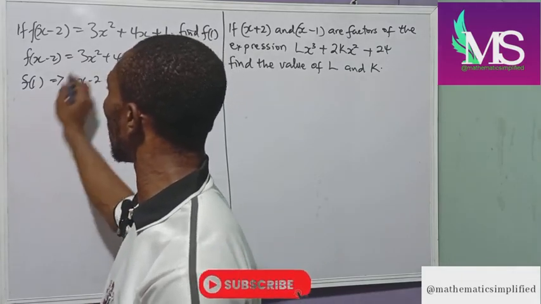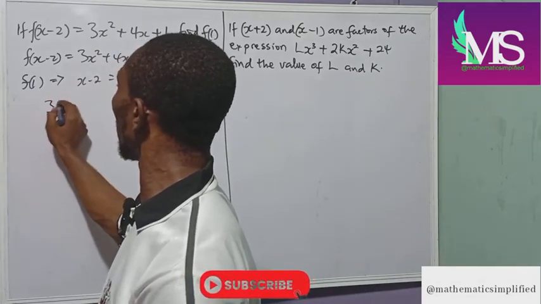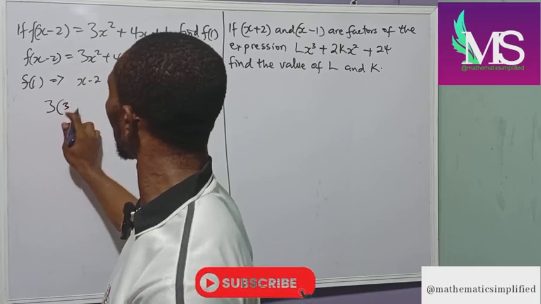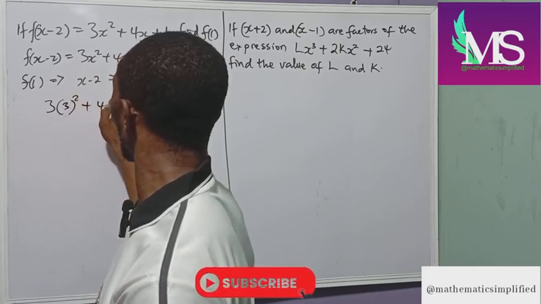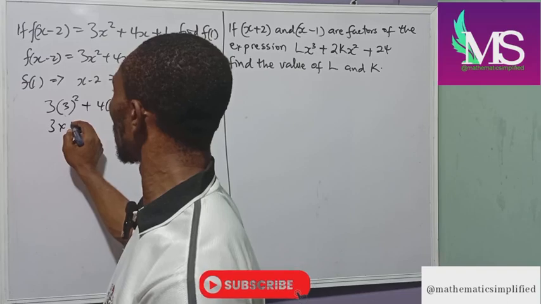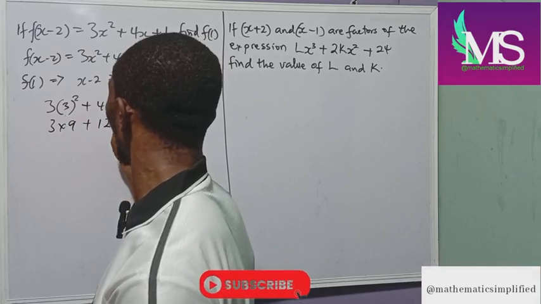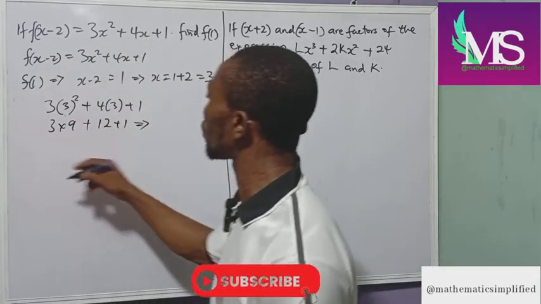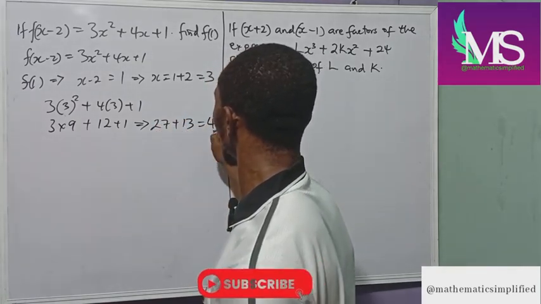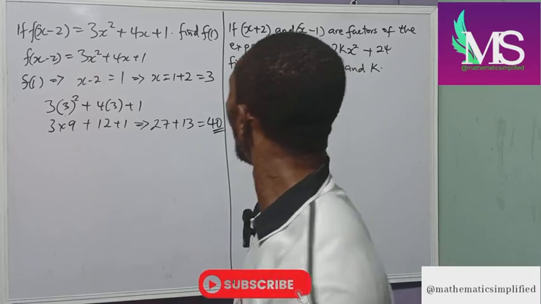Now we substitute 3 into this. So this becomes 3 bracket x, our x is 3, squared plus 4 bracket 3 plus 1. Now this will be 3 times 9. 3 times 3 is 9, plus 12 plus 1. So 9 times 3 is 27 plus 13, which will give us 40. So f of 1 will be 40.